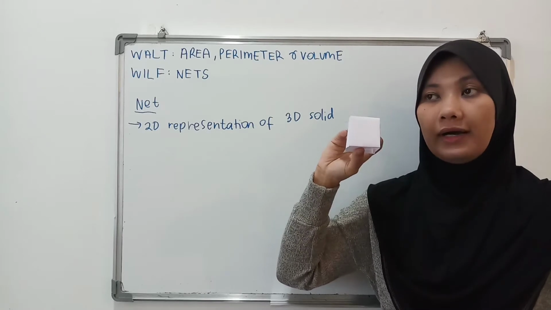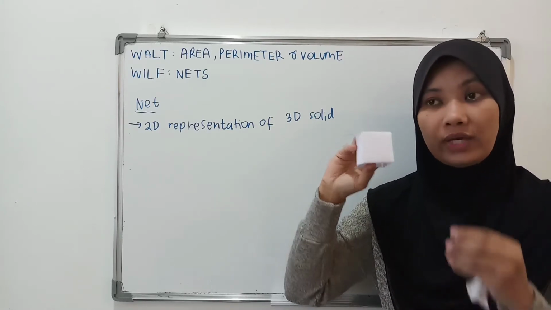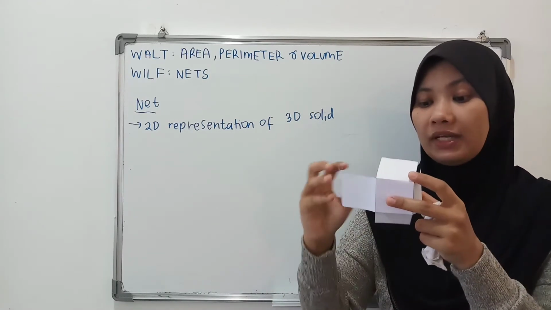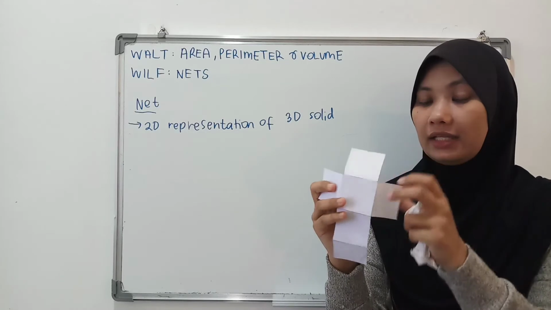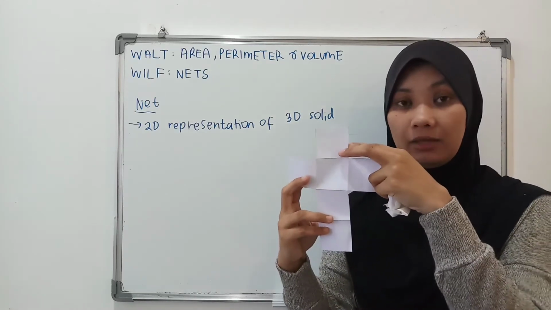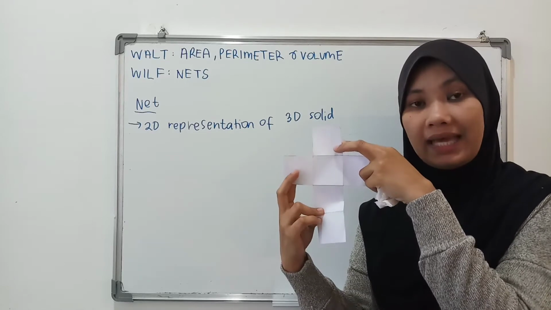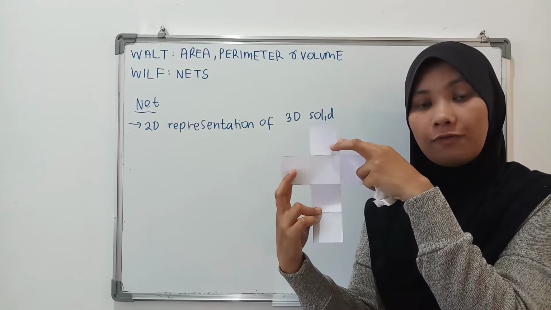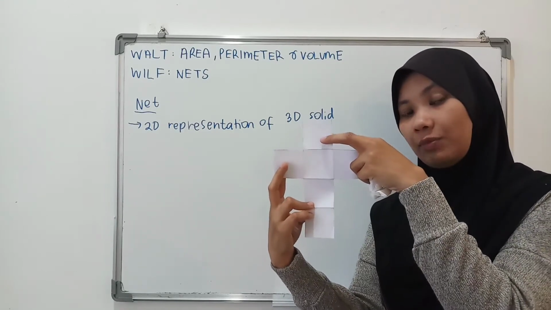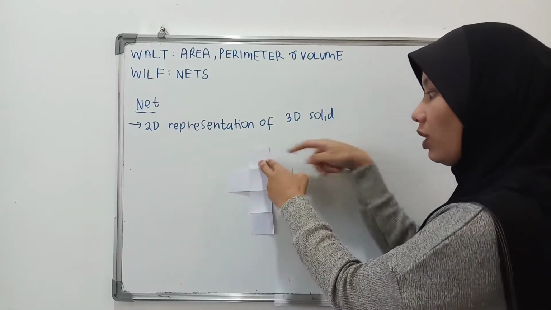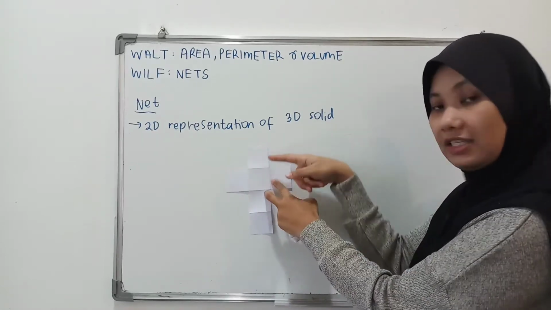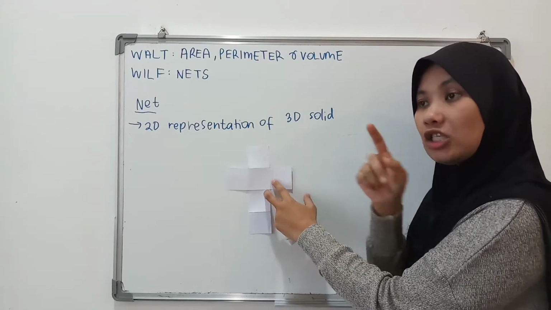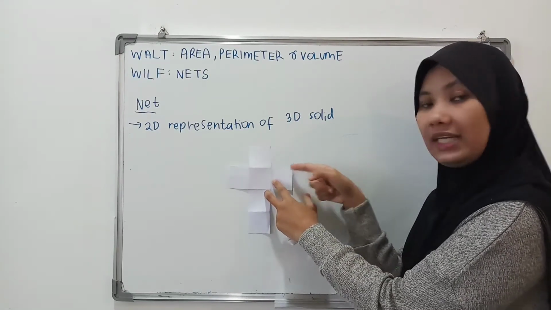When you have a solid, you can open the solid. When you have a box, you can open the box. Solid can be in any shape, right? When you open the solid, you will get the surface, not the area, sorry, you will get the surface of your solid in 2D representation. When you open your 3D object, you get a 2D representation of it. So a net is actually a 2D representation.